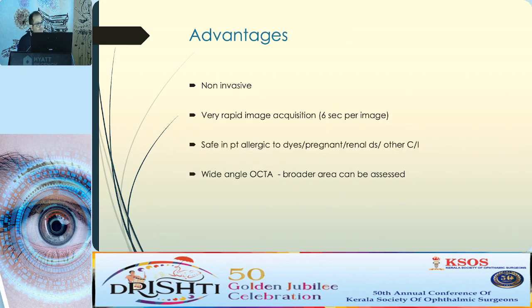The only advantage of OCTA happens to be it is a non-invasive, very rapid image acquisition technique, as opposed to an angiogram which takes around 10 to 15 minutes and an ICG angiogram which takes all the way till 30 minutes. This can be achieved in less than 5 minutes, taking something like about 6 seconds per image. It can be used in patients who are allergic to dyes, pregnant, or any other contraindications to the use of the dyes. And with the advent of the wide angle OCTA, broader areas can be assessed, like in the newer machines like the Zeiss Plex Elite, which can give you sections as large as around 12 millimeter by 12 millimeter.